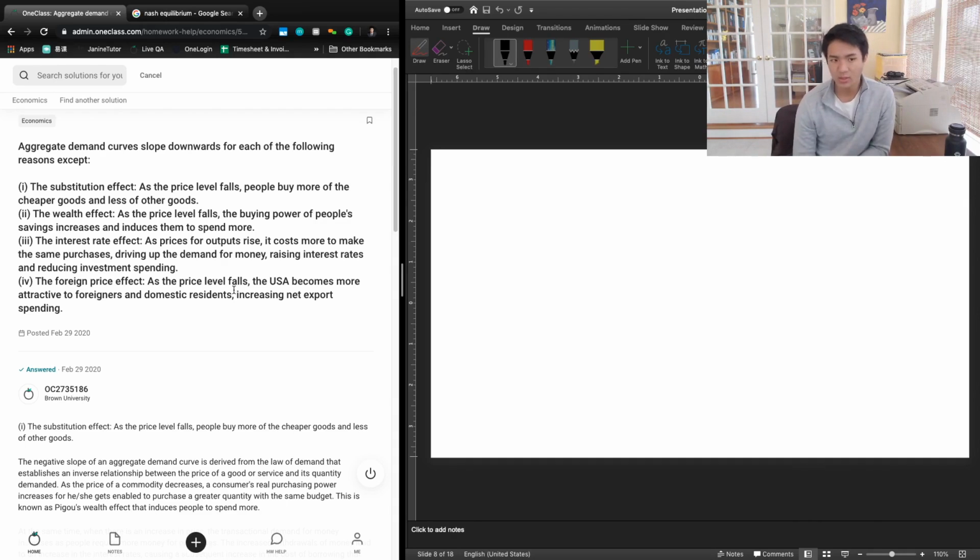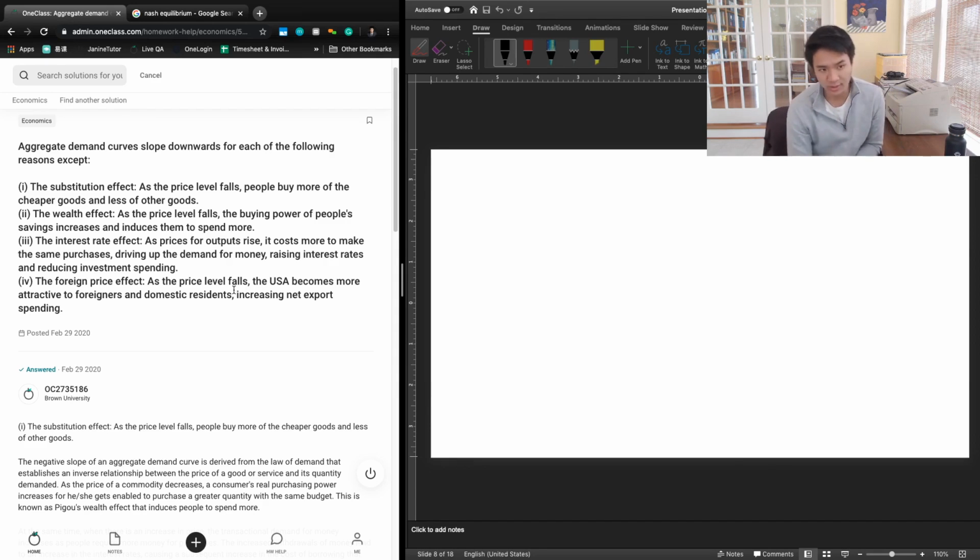C says three says the interest rate effect. As prices for outputs rise, it costs more to make the same purchases, driving up the demand for money, raising interest rates, and reducing investment spending. And D says the foreign price effect. As the price level falls, the U.S. becomes more attractive to foreigners and domestic residents, increasing net export spending.